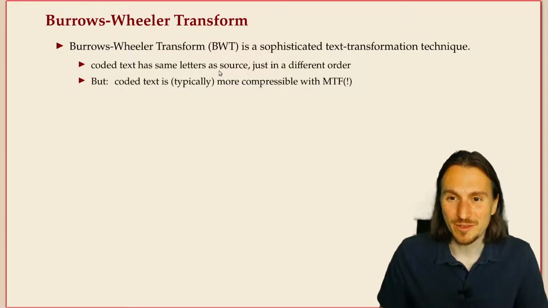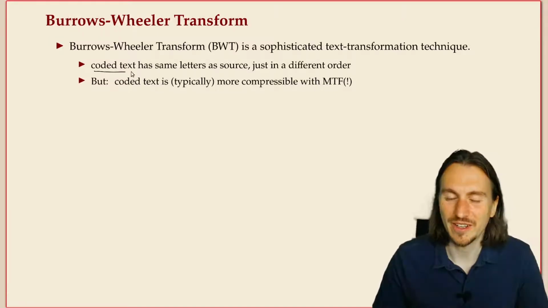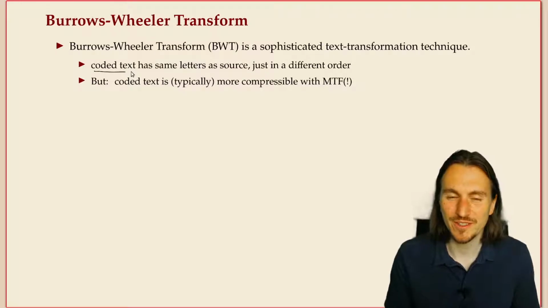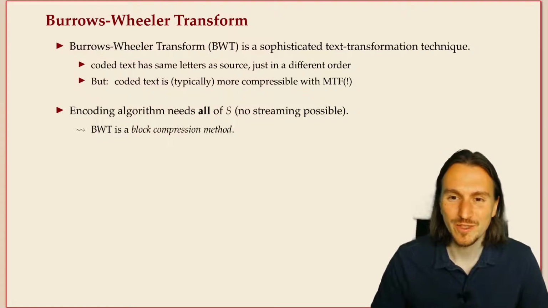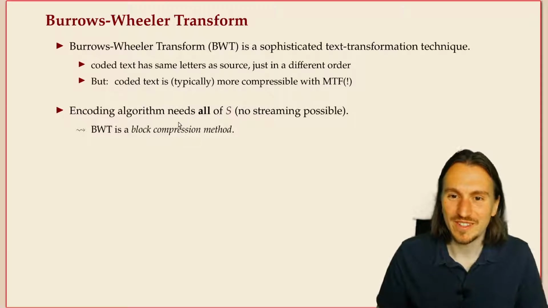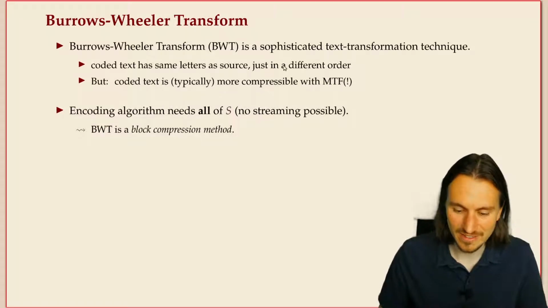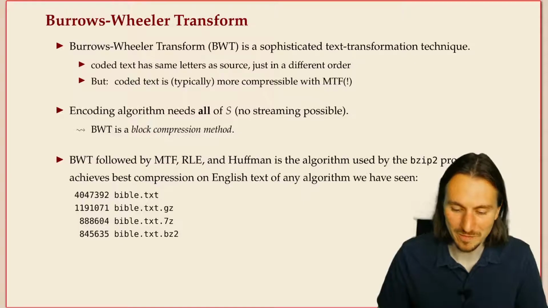What is the Burrows-Wheeler transform, the BWT? It's a way to scramble around the text characters. It uses the same letters as the source text, but in a different order. And that order is specifically chosen to help compression, to help other compression methods. We'll come to that in a second. A downside is that it needs the entire text to compute. You need the entire text to compute the BWT.